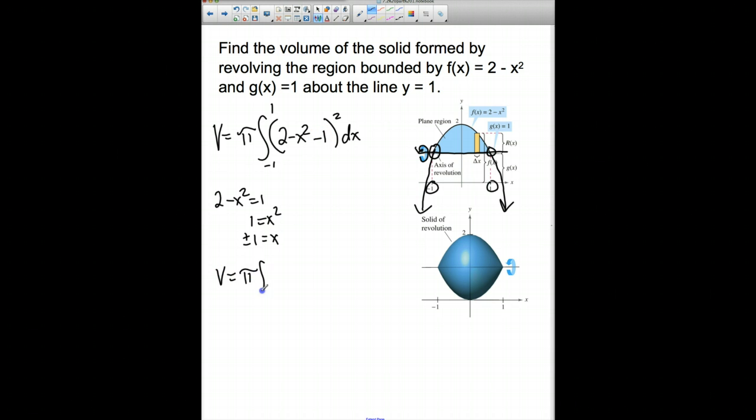We have pi times the integral from negative 1 to 1 of negative x squared plus 1, and that's going to be squared. I don't have a rule to integrate a composite function. I don't have a chain rule for integration, so I am going to square it. So you get positive x to the 4th minus 2x squared plus 1. That's been squared now. So now I can integrate it. X to the 5th.